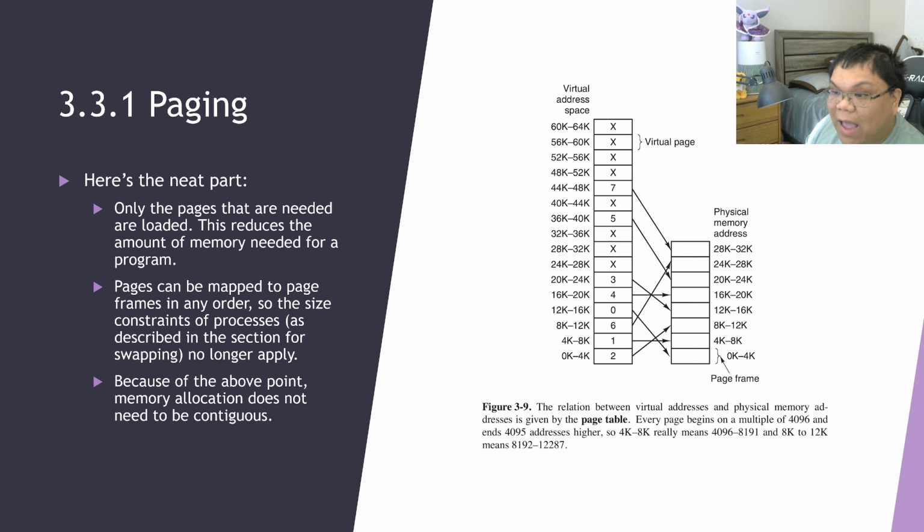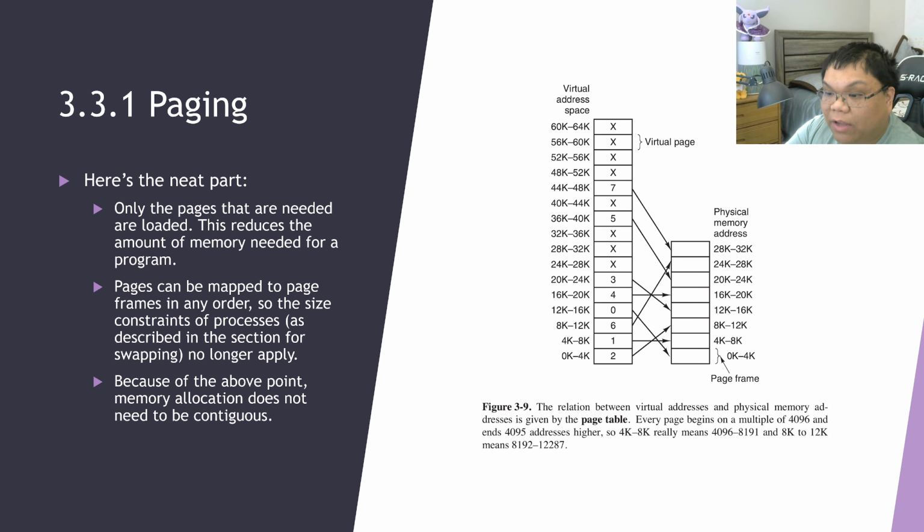Pages can be mapped to page frames in any order, so any size constraints that were imposed on us by swapping no longer apply. This also means a program can be loaded into memory in pieces, so it's no longer the case that we need contiguous memory for our program. It can just be in pieces all across memory.